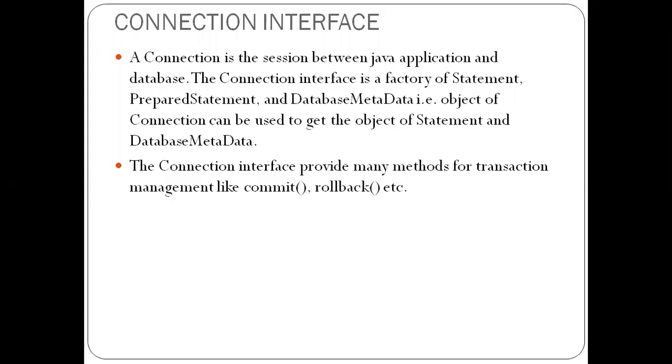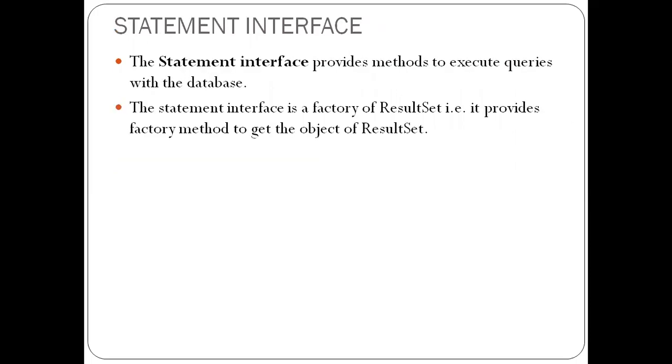And the next one is the Connection interface. A connection is the session between the Java application and the database. The Connection interface is the factory of Statement, PreparedStatement, and DatabaseMetaData. That is, the object of Connection can be used to get the object of Statement and DatabaseMetaData. I'll discuss this DatabaseMetaData in later videos. The Connection interface provides many methods for transaction management like commit, rollback, etc.